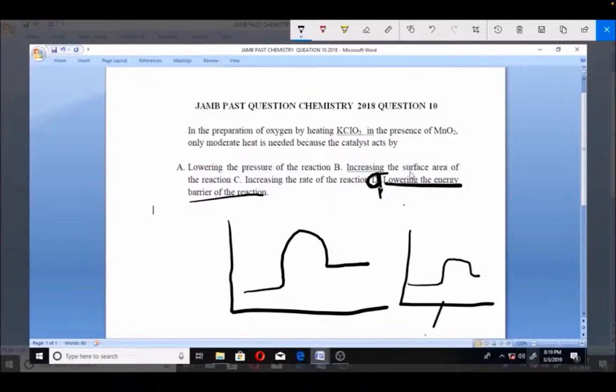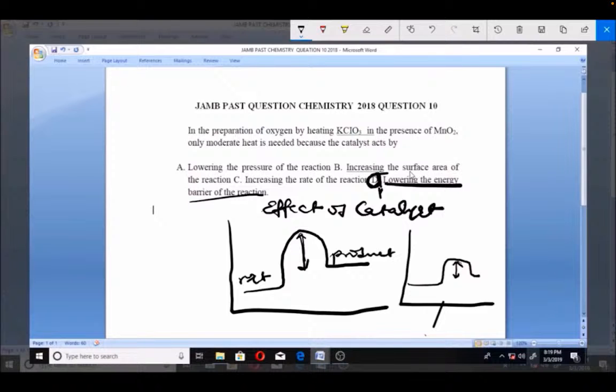So the energy barrier is reduced. This height is reduced to this height. So that's what happens. That is the effect of catalyst. Whenever you add a catalyst to a reaction, it reduces the energy barrier, making it so that you don't have to suffer so much to get to the next level. You don't have to suffer so much to move from the reactant side to the product side. So that energy that you need to have in order to make this passage from reactant to product is reduced.